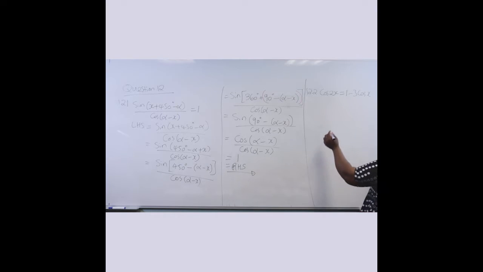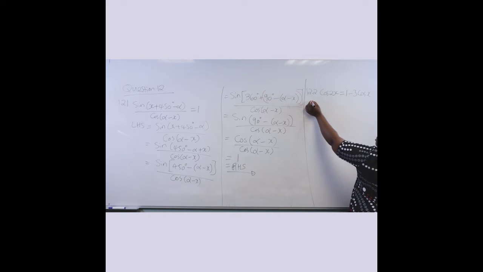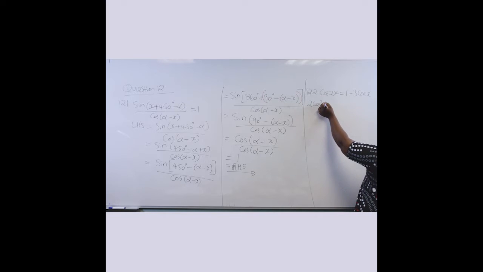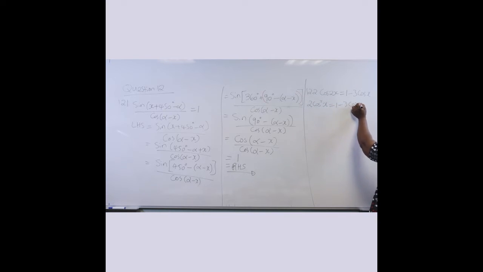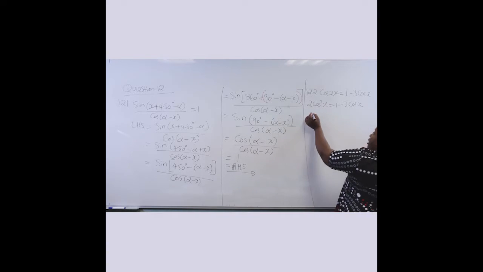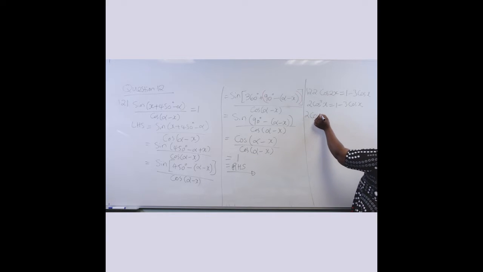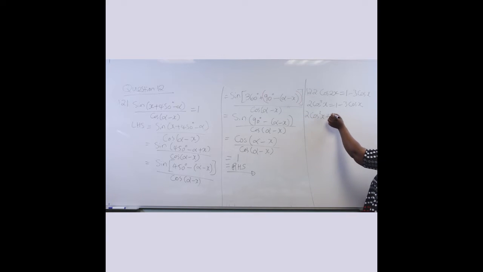2 cos squared x minus 1 equals 1 minus 3 cos x. So now you have cos throughout. You can put them on the same side. There's a square, so it's quadratic. You can factorize. So let's put them all on the left, and then we can factorize. This will be 2 cos squared x plus 3 cos x minus 1 equals 0.